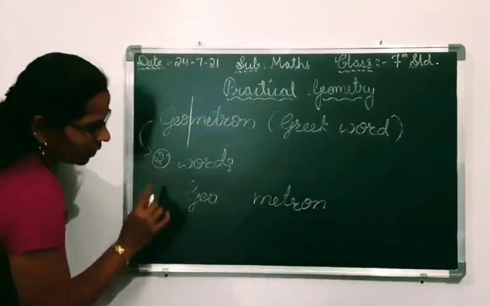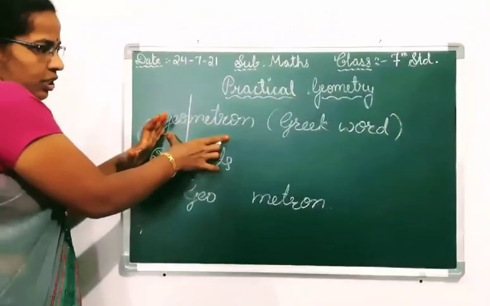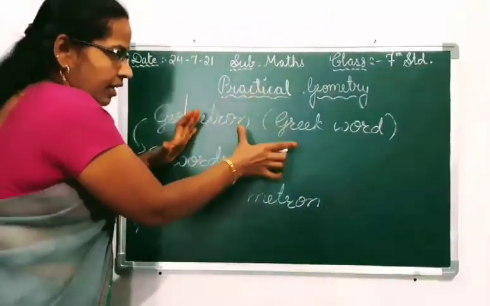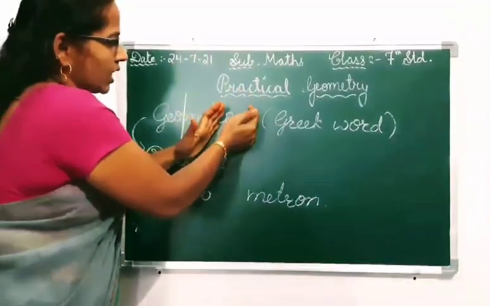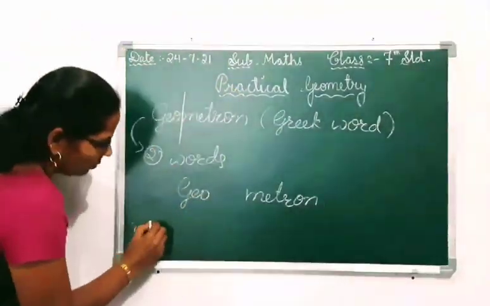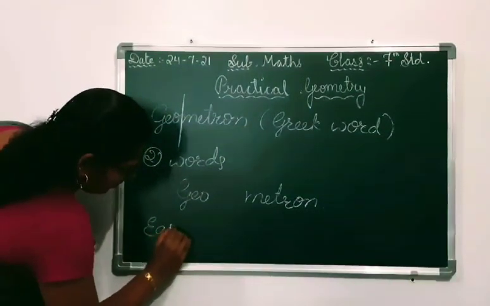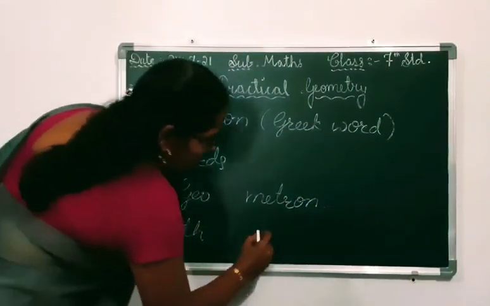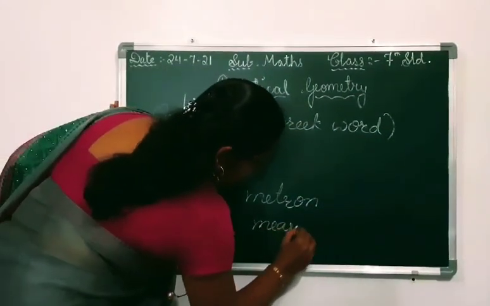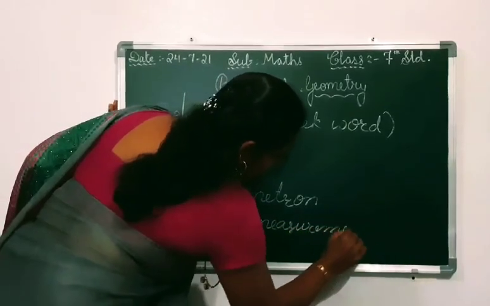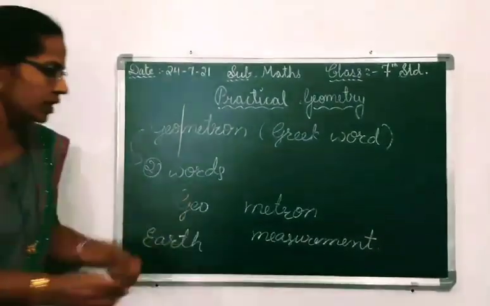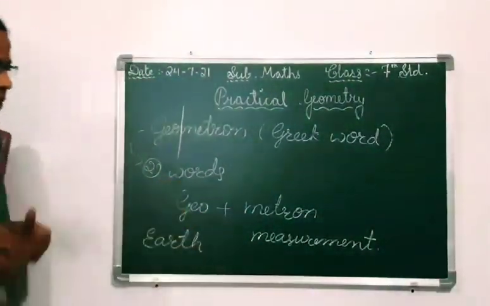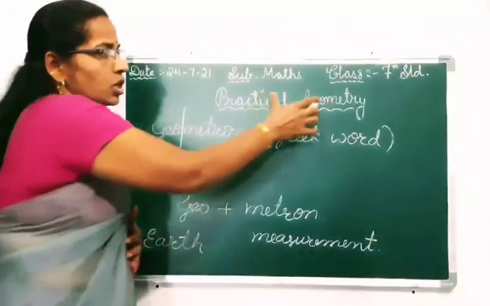Geometron is a Greek word, a combination of two words: one is geo and the next one is metron. Geo means earth and metron means measurement. So there are two words and this is a combination. Geo plus metron equals geometry.